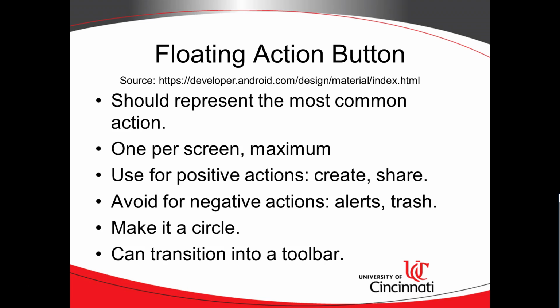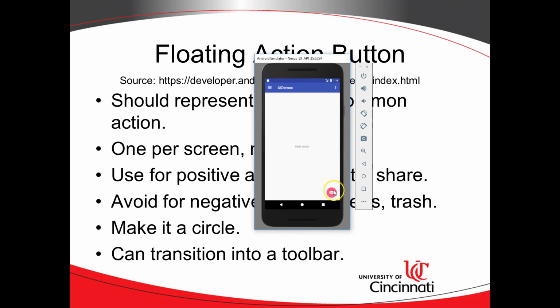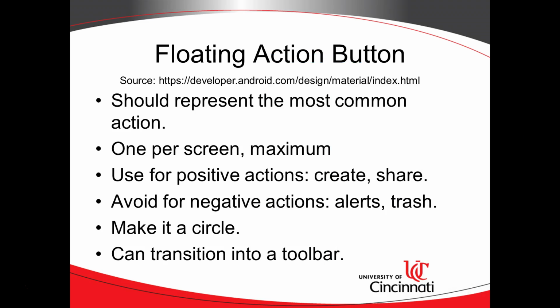One other big thing we'll see in Android that supports material design is this concept called a floating action button. It's this guy right here, which in this case is kind of like a mail icon. You can switch that icon out as you wish. But the idea is that the floating action button should represent the one most common action that you're going to have on a screen. So you only want one per screen maximum. You should use it for positive actions like create something new, share something, make a phone call, send a text, and so on and so forth. Avoid it for negative or destructive actions like an alert, trash, deleting something, undoing something.